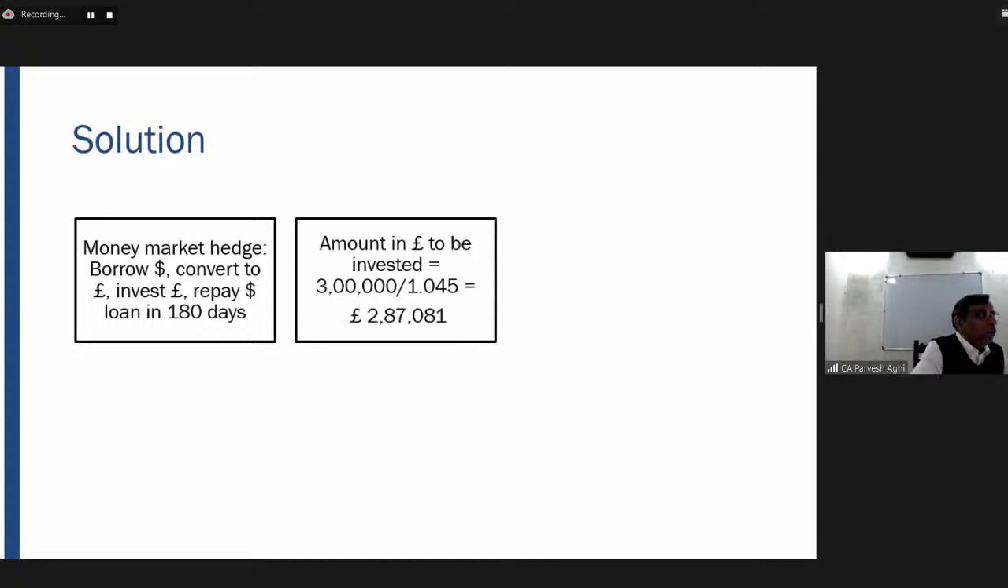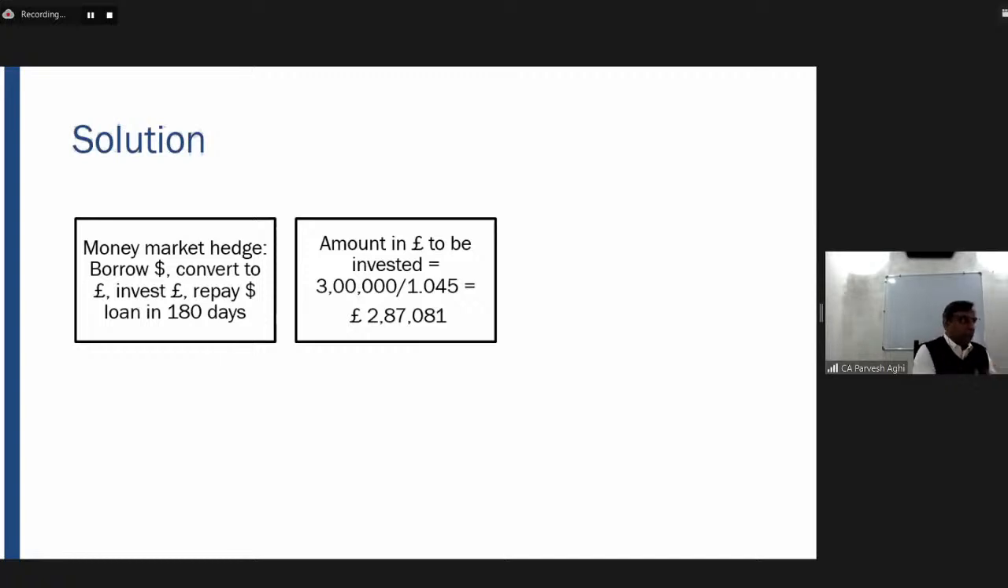So let's find the amount of pounds to be invested. We start a little backward from here. How many pounds are to be invested? It is 3 lakh pounds divided by 1.05. This is the amount you have to invest, because you are going to first borrow the money in dollars, convert that into pounds, and then invest it in pounds. Here we are doing the reverse mathematics: how much money should be invested so that it grows to 3 lakh pounds.